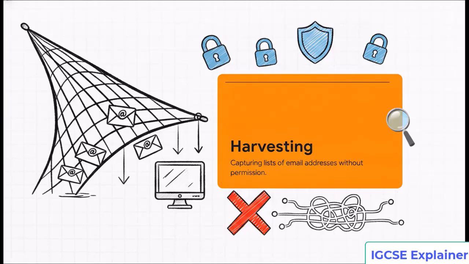So what is harvesting? It's basically capturing lists of email addresses without permission. Grabbing emails you find scraped across the web might seem like a clever growth hack at first, but in reality, it directly violates those opt-in laws we just talked about, and it can literally get your entire domain globally blacklisted. No way you want to deal with that.